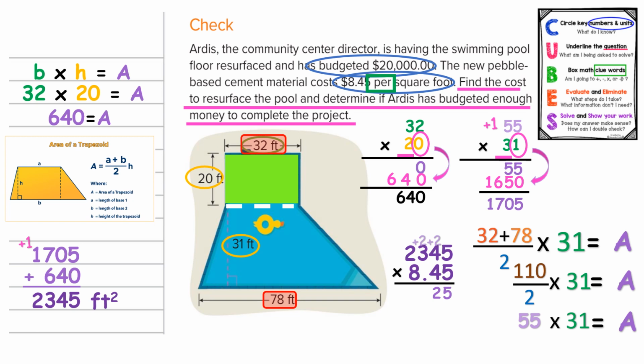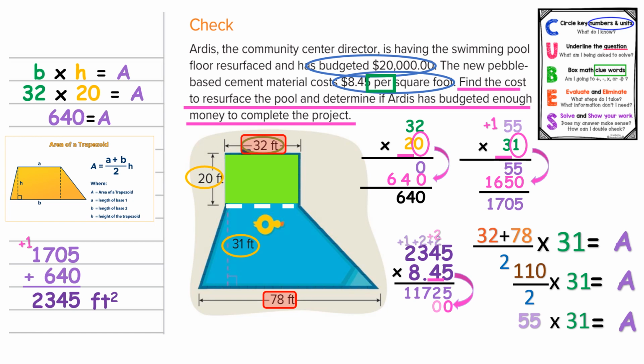5 times 5 is 25. Carry the 2. 5 times 4 is 20 plus 2 is 22. Put down my 2, carry the 2. 5 times 3 is 15 plus 2, that's 17. Carry the 1. And 5 times 2 is 10 plus 1, that's 11. All right, my second number tells me to bring down a 0.